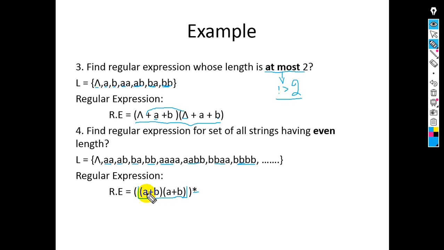Now when it repeats, first of all it will display a null string, then it will display a string of length 2, like ab. After that this will repeat, so when it repeats 2 times it will become a string of length 4, then 6, then 8, then 10. So this is the regular expression for even length. Got it?